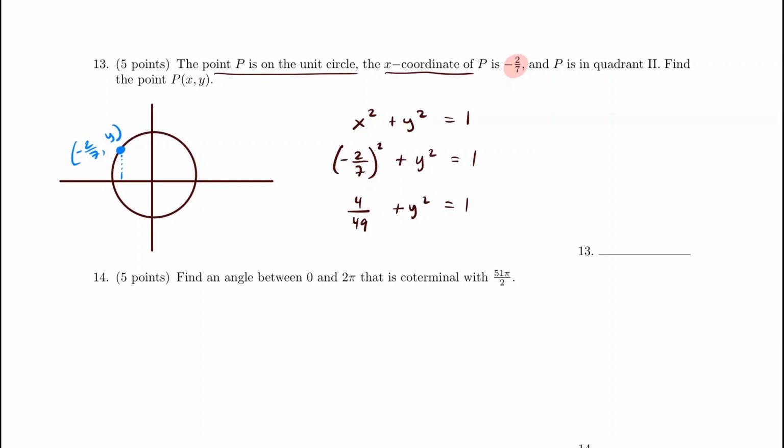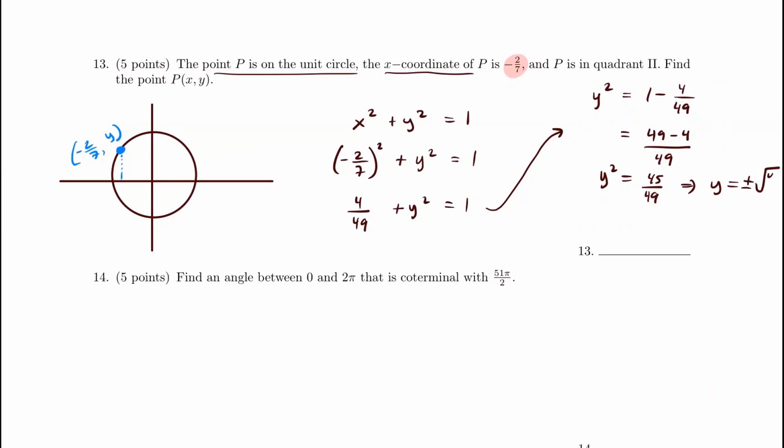Subtract 4 over 49 from both sides. So we got y squared is equal to 1 minus 4 over 49. Now put them in common denominators. So you multiply 1 with 49 over 49. So we get 49 minus 4 over 49. Now if you do 49 minus 4, you will have 45 over 49 is equal to y squared. Well, now to solve for y, we take the square root on both sides. So that means y is equal to plus and minus the square root of 45 over 49.